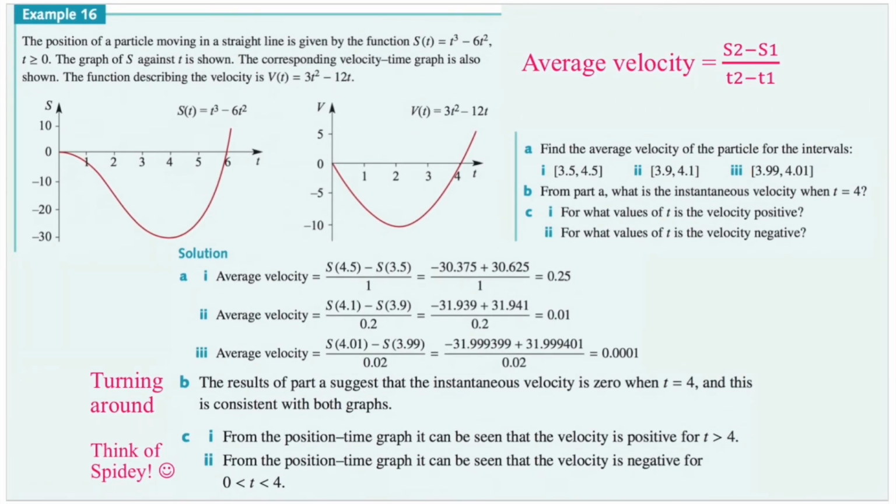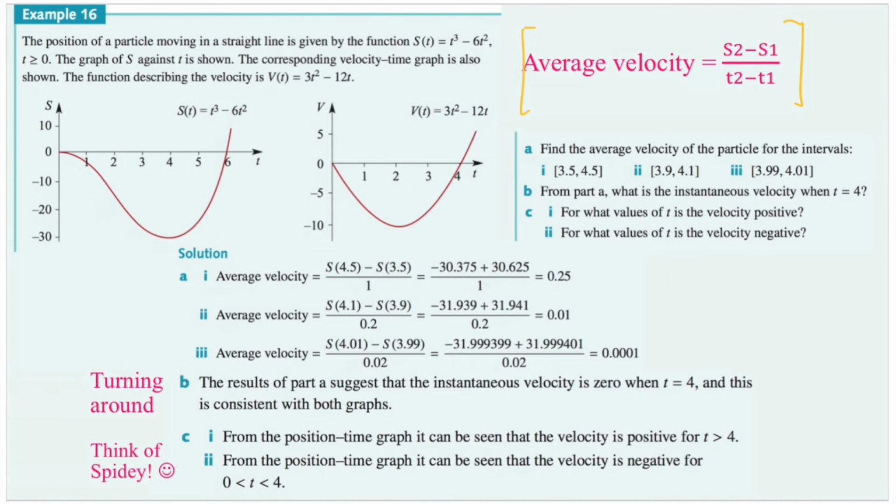Okay, last example. The position of a particle moving in a straight line is given by the function s of t is equal to t cubed minus 6t squared, where t is greater than or equal to 0. The graph of s against t is shown. The corresponding velocity time graph is also shown. The function describing the velocity is v of t is equal to 3t squared minus 12t.